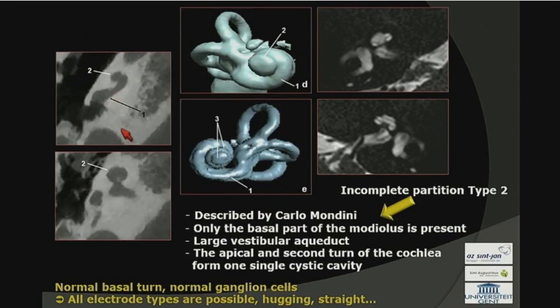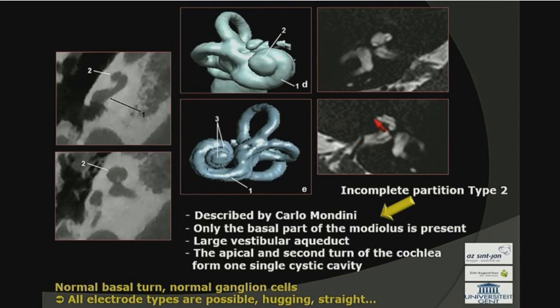Here we have just the basal turn, and the apical and the second turn are confluent. You see that on the abnormal side. On the normal side, we have the apical, second, and basal turn. So this was called in the past the Mondini malformation. You see that we have a hypoplastic modiolus. You see that, so here it goes wrong.